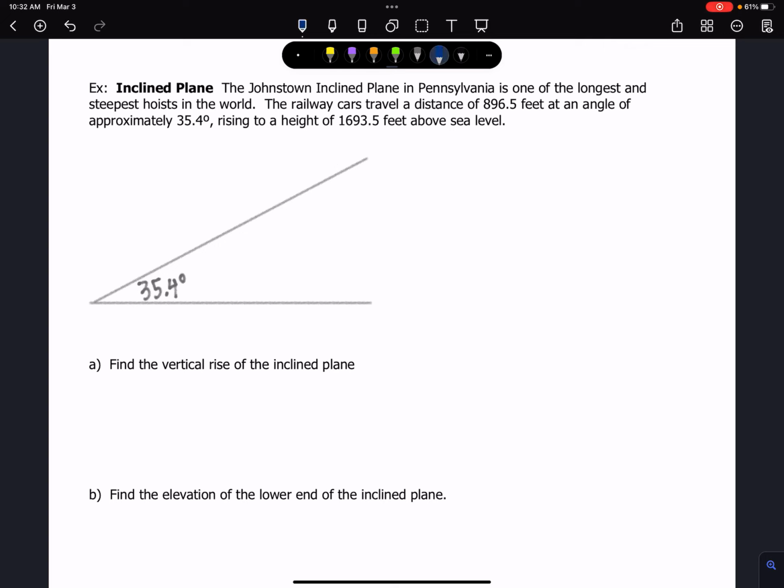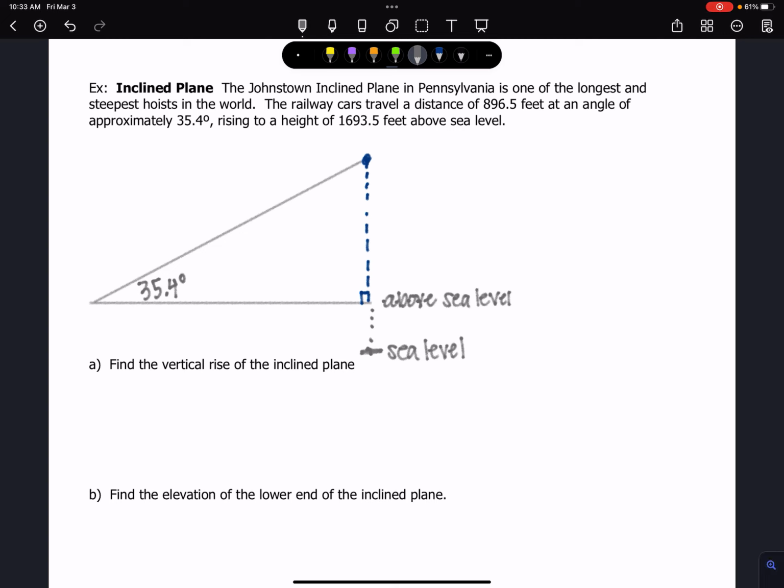And when they get to the very top of the incline, they're going to be 1,693.5 feet above sea level. Now in Pennsylvania, you're not at the ocean. So this point right here is not sea level. They're already sitting above sea level somewhere. Sea level is going to be, I don't know, somewhere down here. So this is already above sea level.